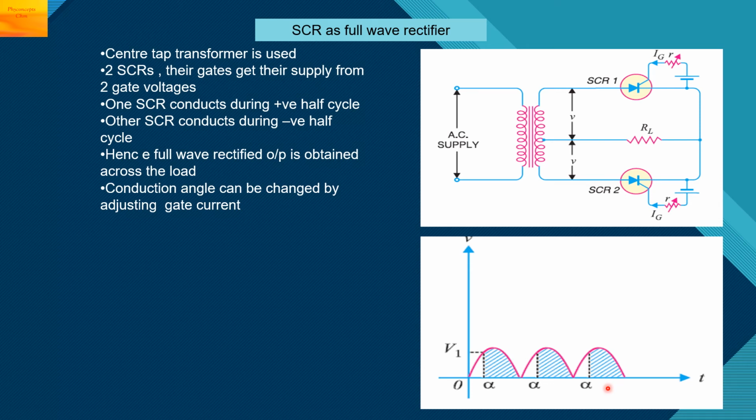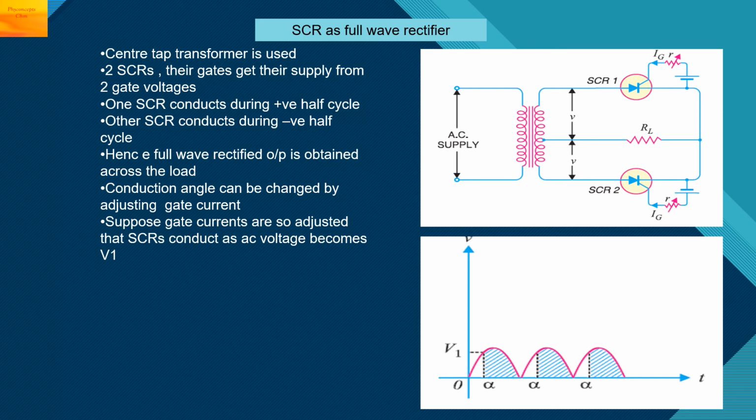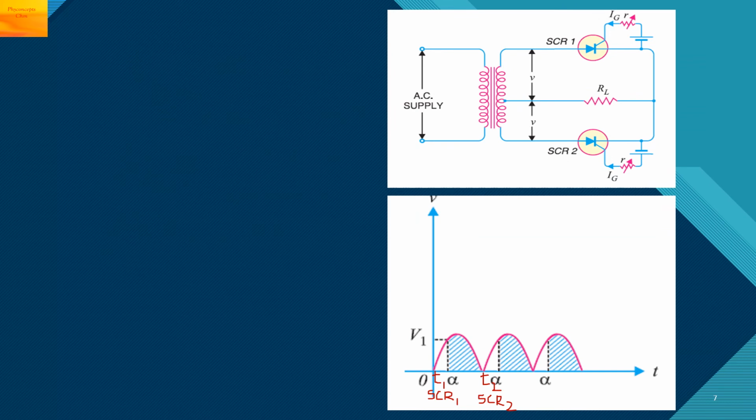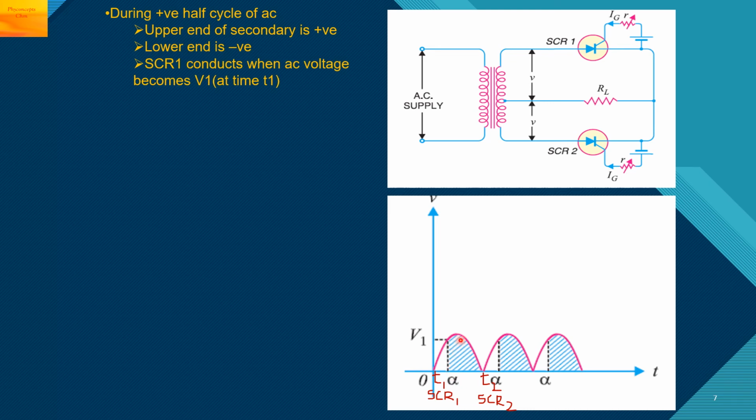Suppose the gate currents are so adjusted that the SCRs conduct as the AC voltage becomes V1. During the positive half cycle of AC, the upper end of the secondary is positive and the lower end is negative. SCR1 will then conduct when the AC voltage becomes V1 at time T1. Voltage is developed across RL.